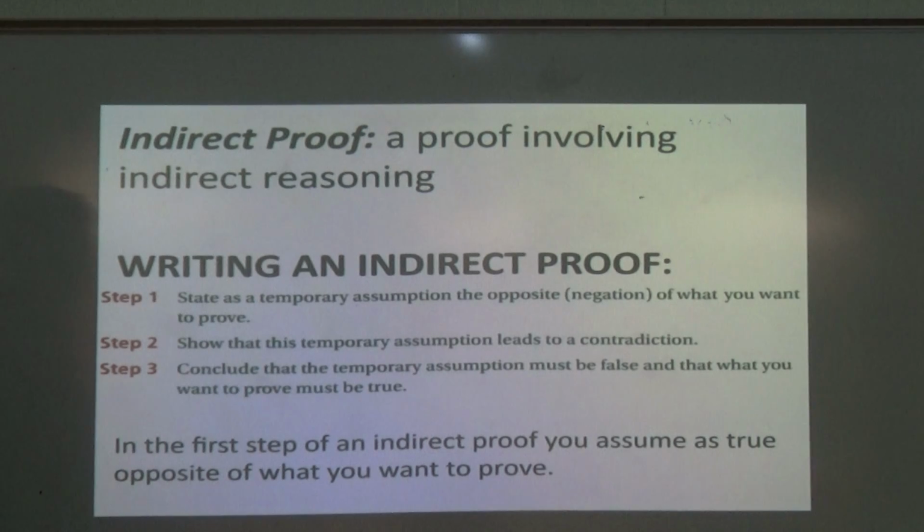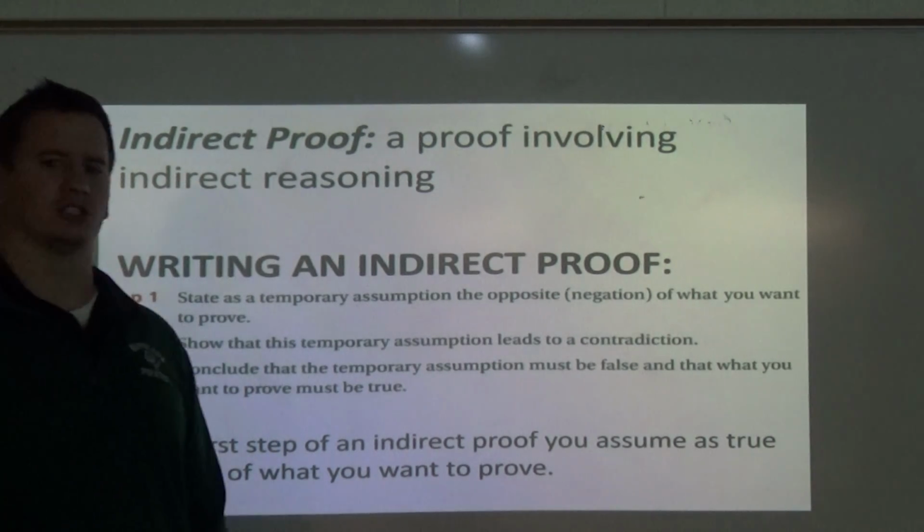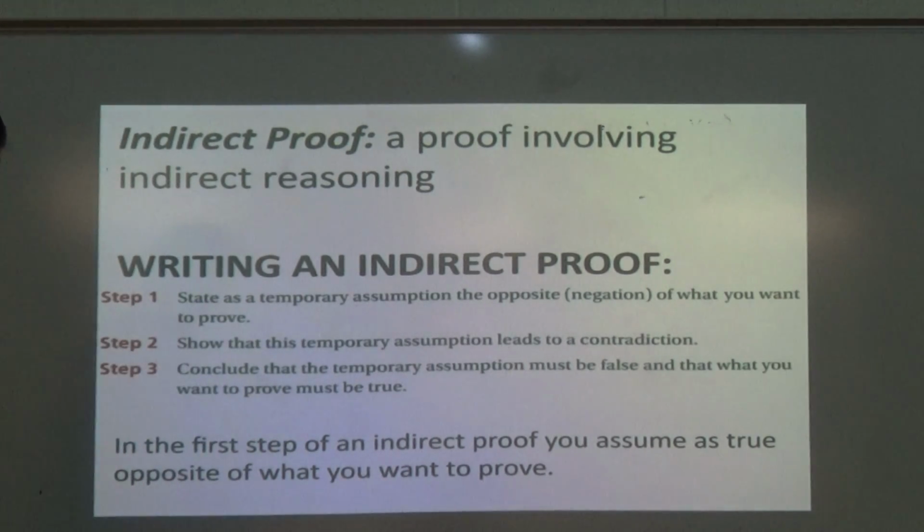Okay, show that the temporary assumption leads to a contradiction. You'll find a contradiction in our proof most of the time. And then conclude that the temporary assumption must be false and that what you want to prove must be true. You'll see examples of this and some great examples of when this works. In the first step of an indirect proof, you assume as true the opposite of what you want to prove. I know that kind of sounds odd, at least it did to me when I first read it.